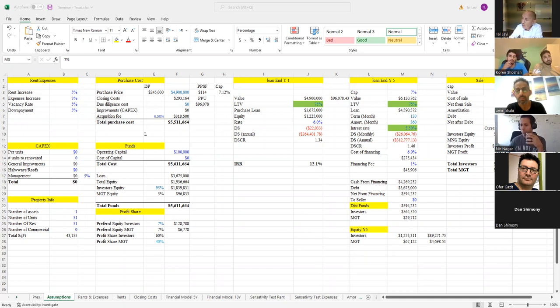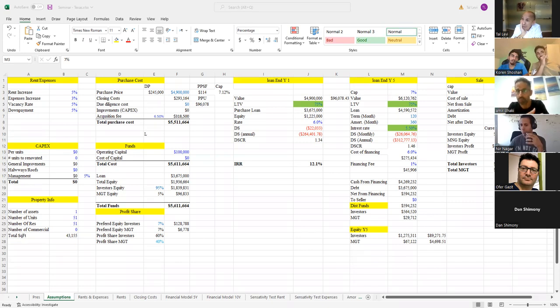Okay, which means that if we want to add value to this project, we should lower the expenses of the property or, the other way, as you said, increase income, which means it's going to make more value for the property. Exactly.